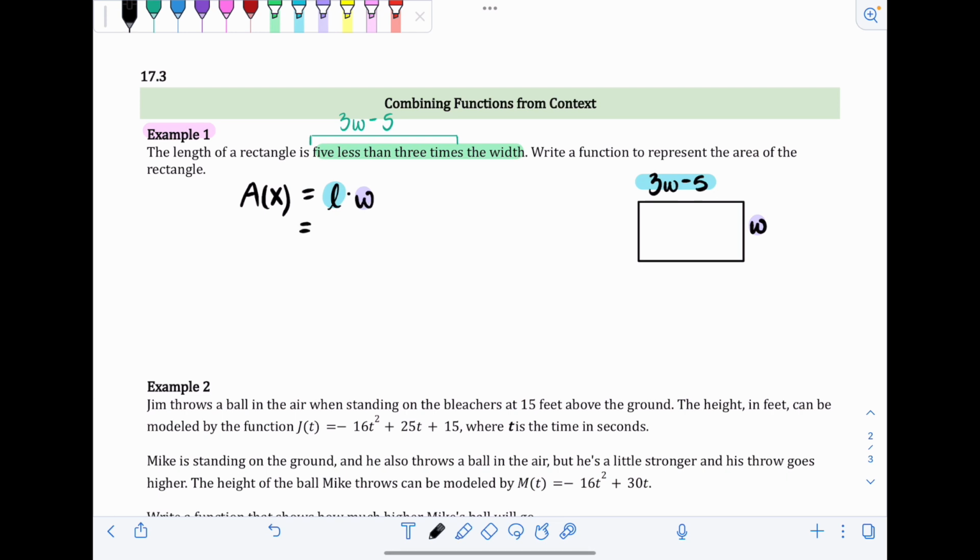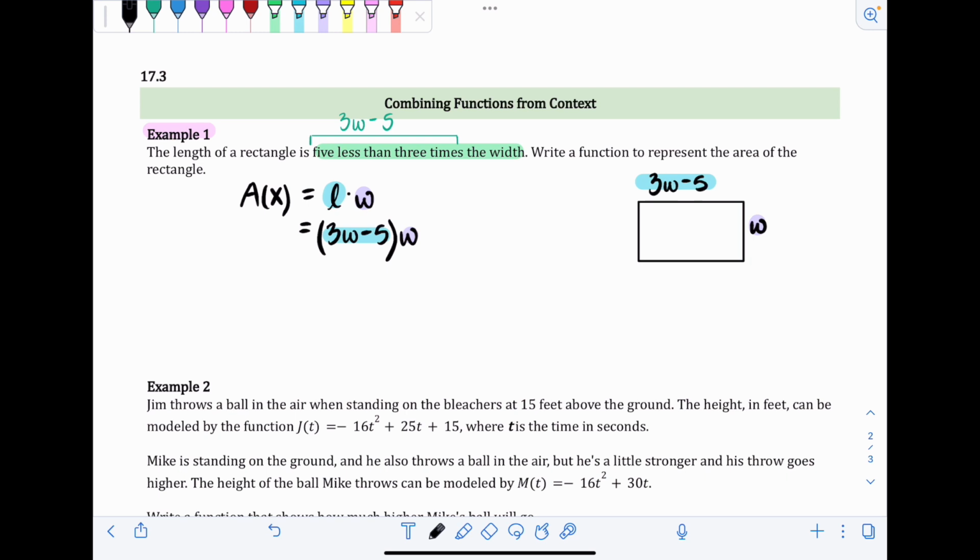So the length is going to be 3w minus 5. And since there's multiple terms there, we're going to put it in parentheses. So 3w minus 5, and then times the width, which is just times w. So it'll be 3w minus 5 times w. And now we want to simplify, so we're going to have to distribute. It's actually okay to have the w behind. If you want to bring it around to the front, you can distribute it in. But we can also just keep it behind and distribute it backwards.